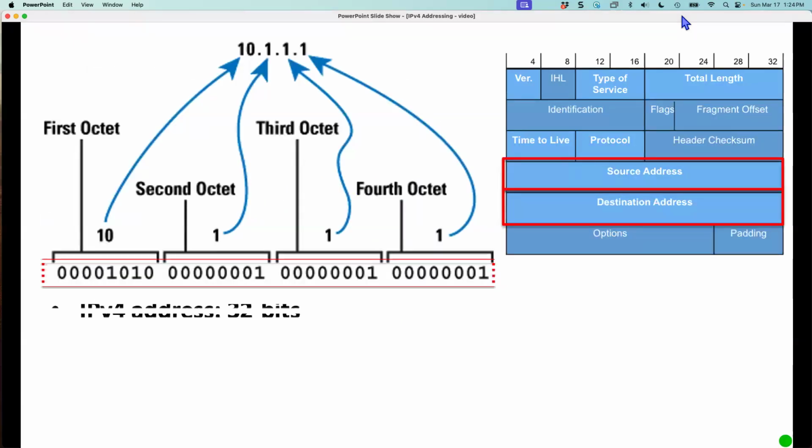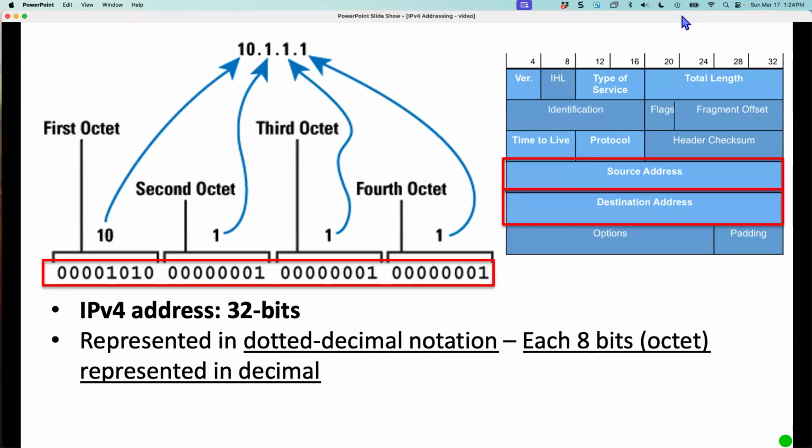Okay, so IPv4 addresses, they are 32 bits. Okay, we represent them as dotted decimal notation. Each of these 8 bits we represent as a single number in decimal.